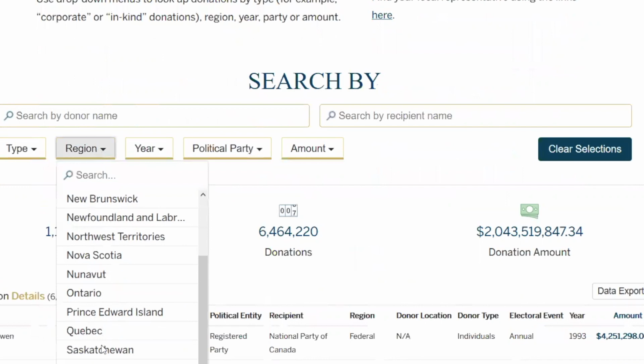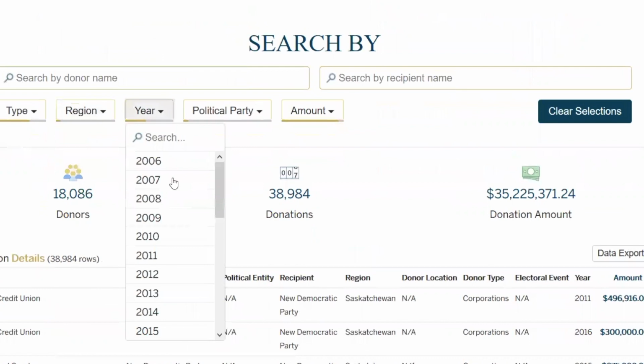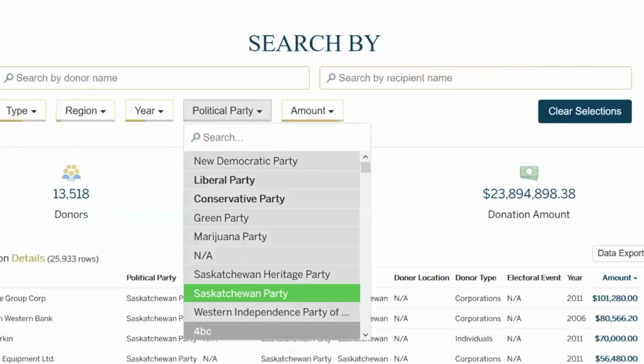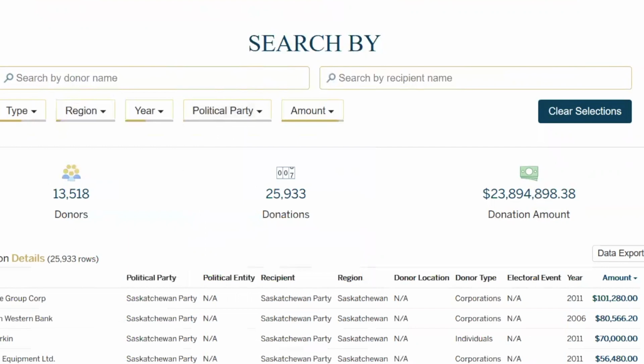So for example, if you go to Saskatchewan, there's 35 million dollars in donations recorded in the database from 2006 up until 2016. And let's say I'm interested in the ruling Saskatchewan Party. The Saskatchewan Party has brought in nearly two-thirds of the money, so closer to 24 million. If you've got a specific donor in mind, you can look them up.